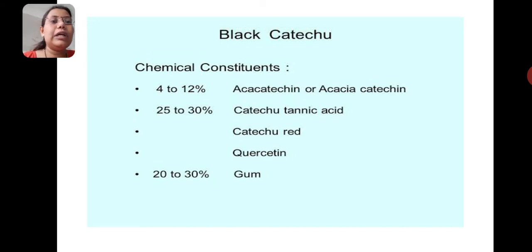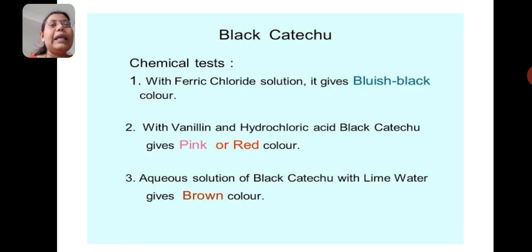Instead of this agent, our pale catechu shows presence of gambier fluorescent pigment, which is an exception or difference between both the catechus. Then chemical test.